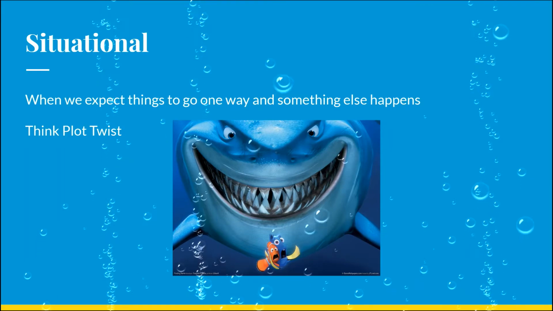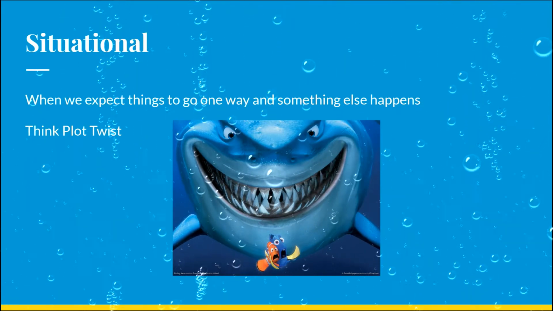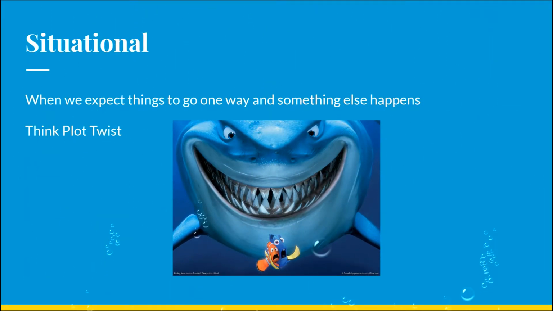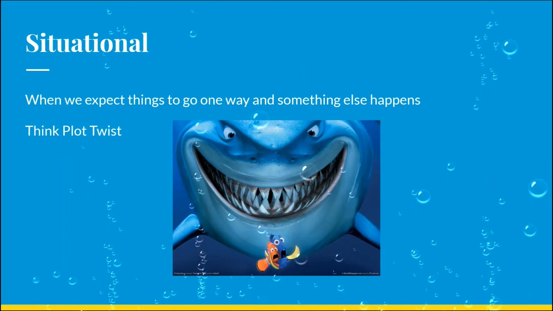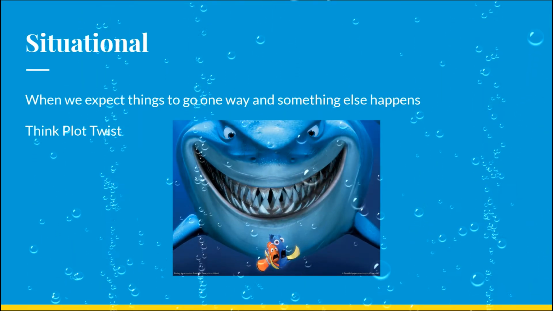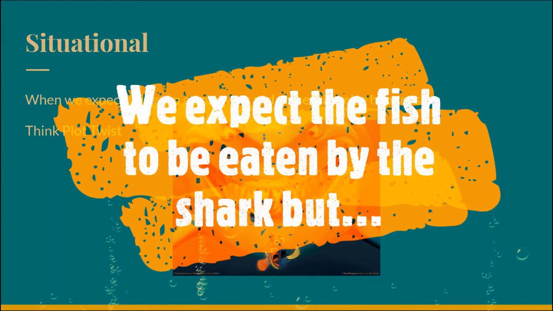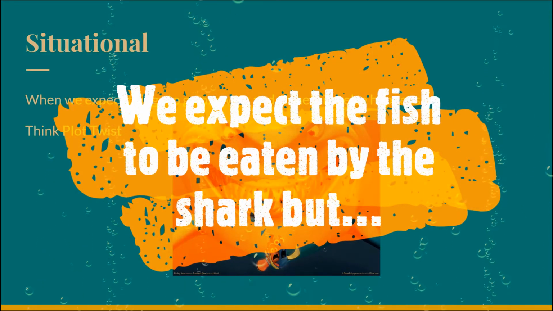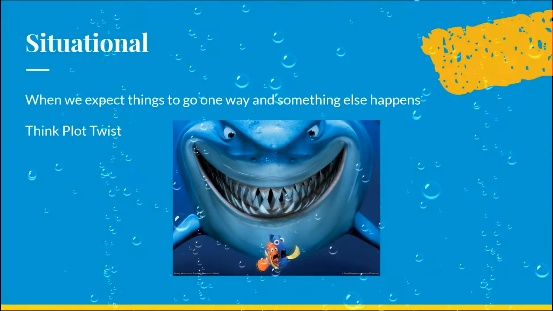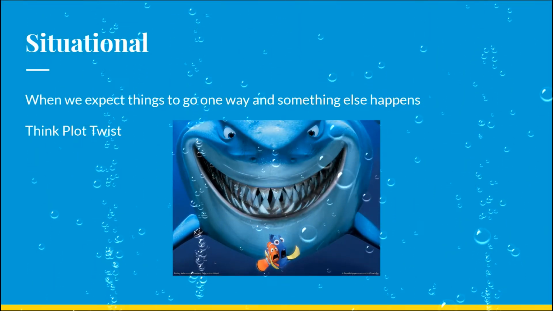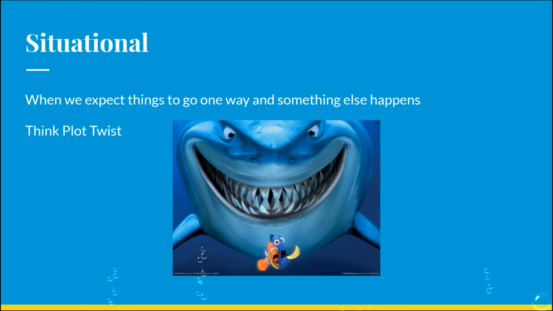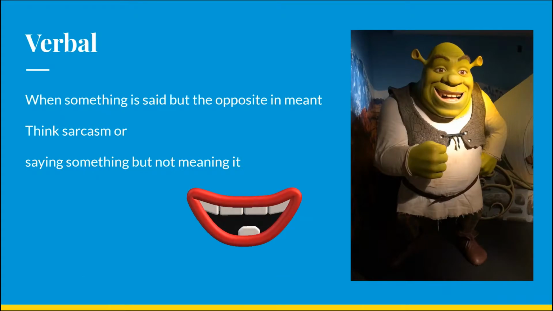In Finding Nemo, we have this giant shark who looks menacing, he must be menacing, and he's going to eat Dory and Marlin, right? Wrong. That's situational irony. It turns out that Bruce the shark thinks fish are friends, not food. That's situational irony. The last type of irony is verbal irony.